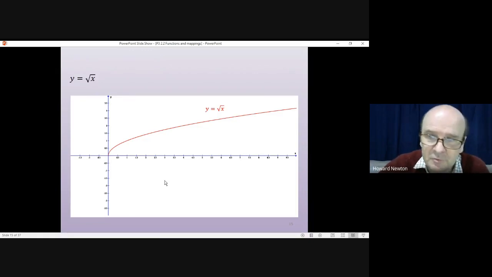Now, if we just have y equals root x, and as we said, that implies plus root x, we don't get the minus bit.